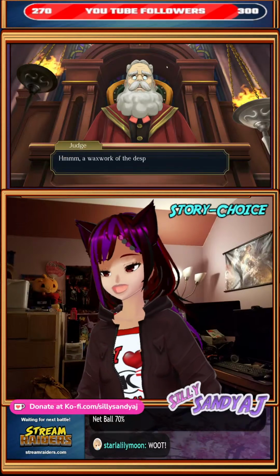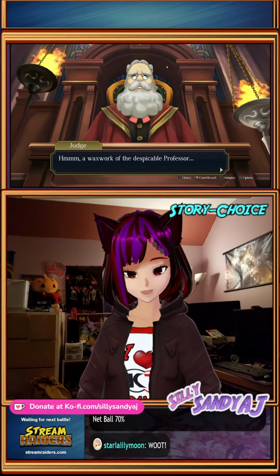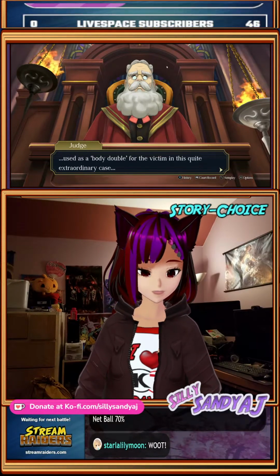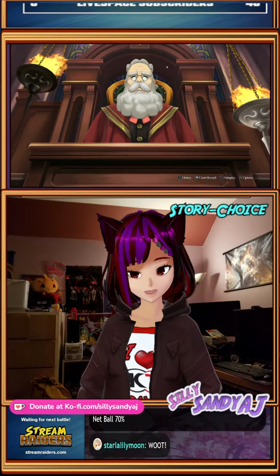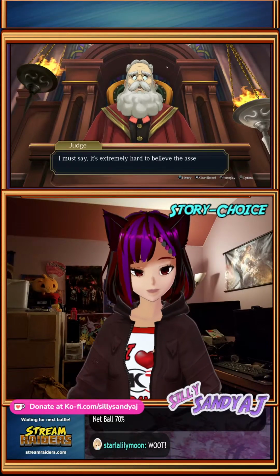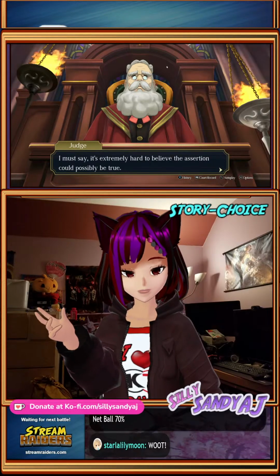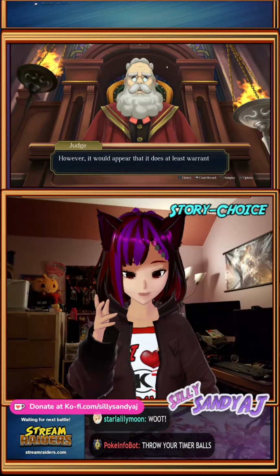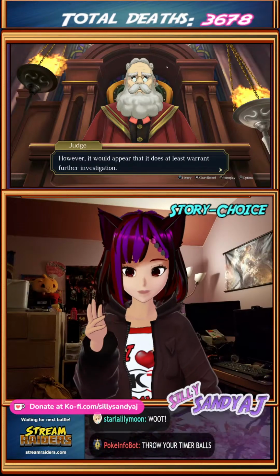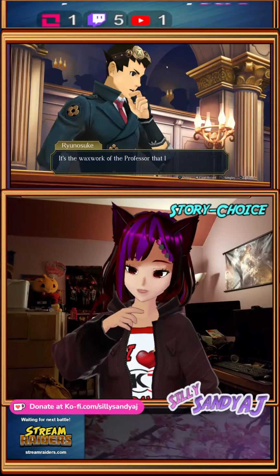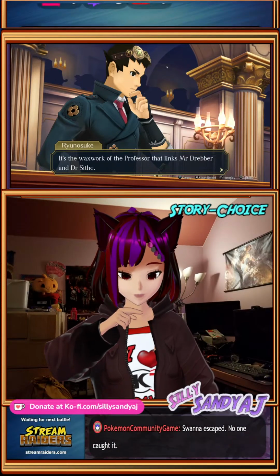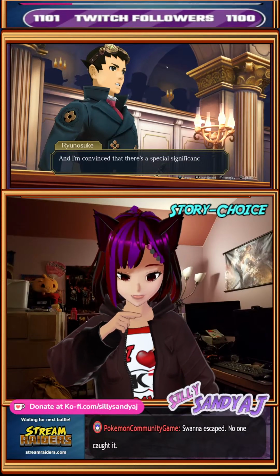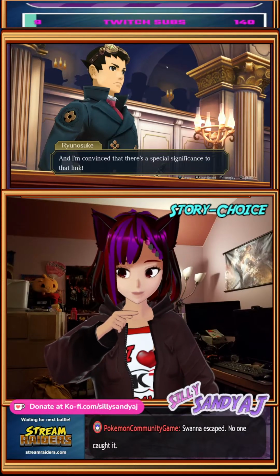I don't know. A waxwork of the despicable professor. Used as a body double for the victim in this quite extraordinary case. I must say, it's extremely hard to believe the assertion could possibly be true. However, it would appear that at least warrant further investigation. It's the waxwork of the professor that links Mr. Drebber and Dr. Scythe. And I'm convinced that there's a special significance to that link.